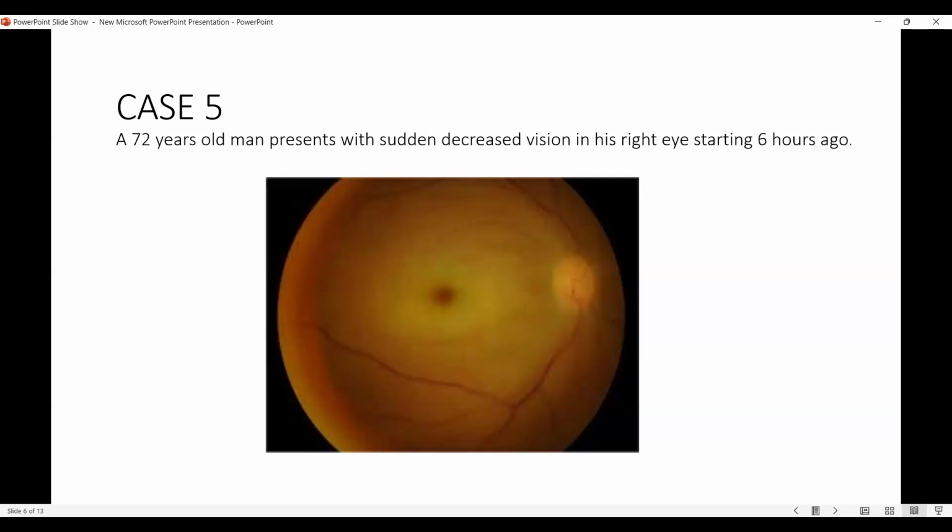Okay, so it's a 72-year-old gentleman. So this is possibly secondary to central retinal artery obstruction. And my biggest worry in this patient would be the presence of giant cell arteritis. That will be on the top of my list.